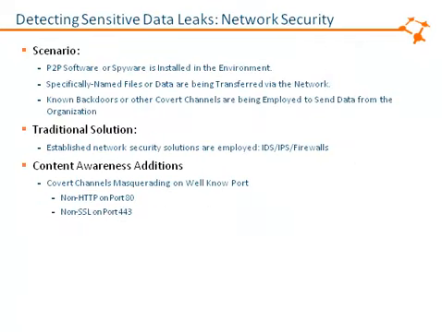All right, here's another scenario. P2P software, spyware is installed in an environment. Specifically named files and data are being transferred via the network. Known backdoors or covert channels are being employed to send data from the organization. Your traditional solution would be to establish network security solutions such as IDS, IPS, and firewalls. You're basically just using the standard tools to try to detect it. What content awareness can bring to you is, again, that identification of anomalies in the application layer, such as non-HTTP on port 80 and non-SSL on port 443. Those are normally covert channels masquerading on well-known ports to get through these firewalls and IDSs and IPSs.